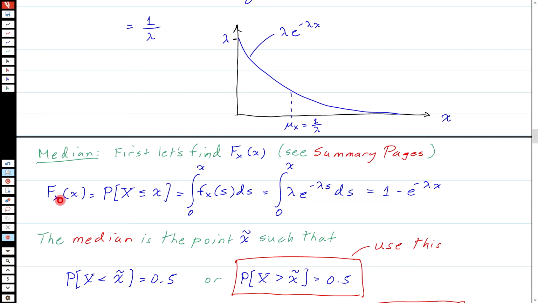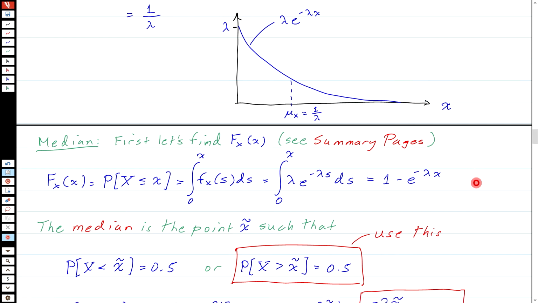Now I mentioned the summary pages. I can't remember if I mentioned it before in one of my lectures, but the summary pages are posted online and include the capital F of x for most of the common distributions. In fact, it includes it for all of the common distributions that we consider, but some of the capital F of x's are in table form rather than an explicit equation, such as the normal distribution.